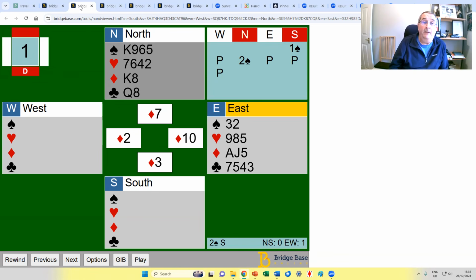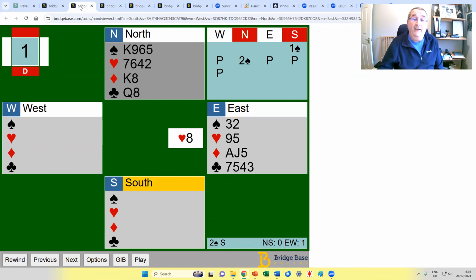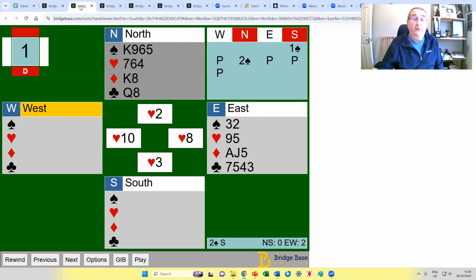And looking at dummy, yes, I would lead a heart back. You're leading into dummy's weakness, and you're not giving Declarer any extra tricks, which you might do if you were leading into a stronger suit in dummy. So yeah, I think leading a heart is quite attractive. You could lead the 9 or the 8, and your partner wins this trick with a 10, which is great news.